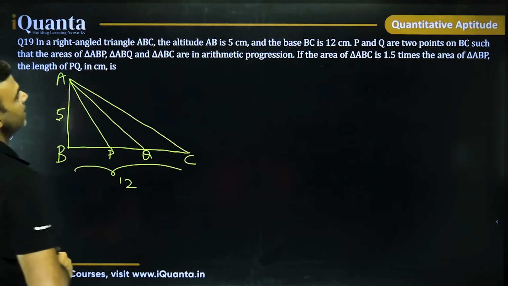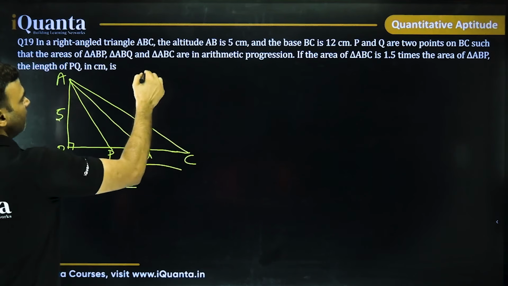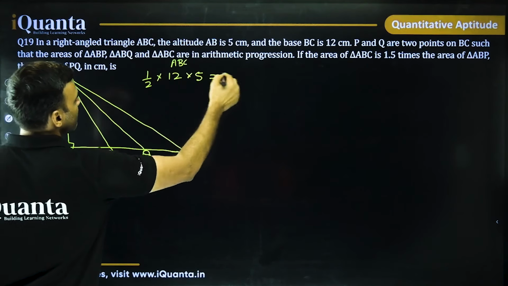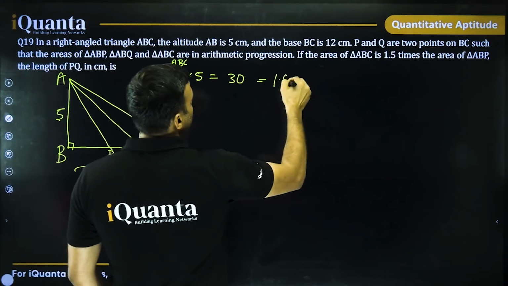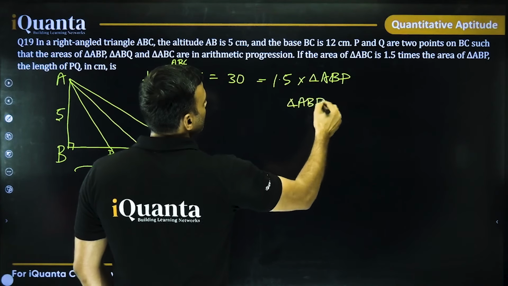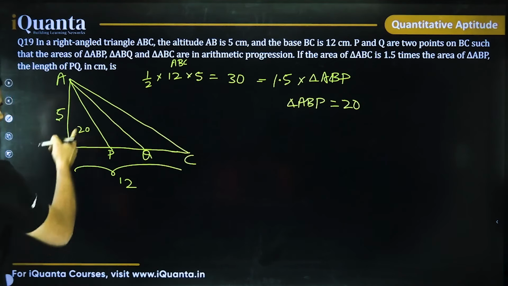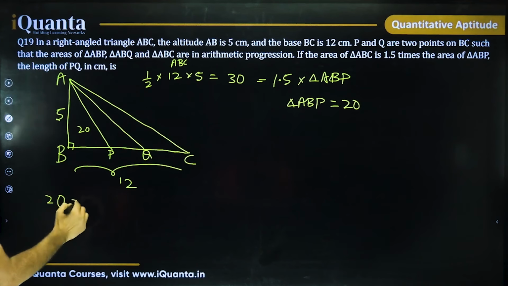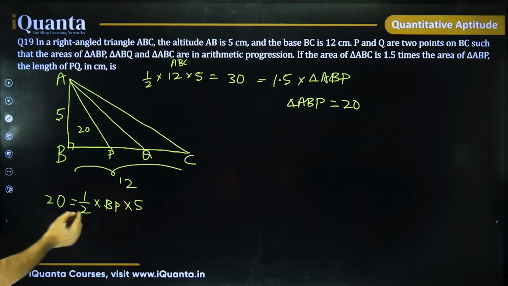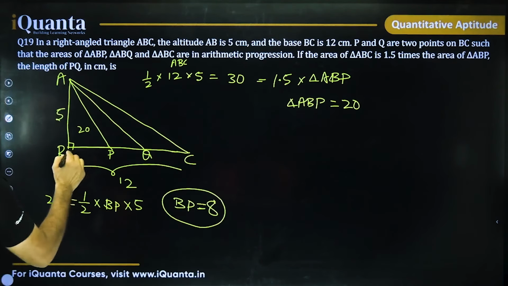Then there is another piece of information that says area of ABC is 1.5 times area of ABP. It's very easy to calculate area of ABC. That will be half into base into height. This is triangle ABC area, that is 60 by 2, which is 30. And this is 1.5 times area of triangle ABP. So we will get triangle ABP area as 30 divided by 1.5, that is 20. So this area is 20. And this 20 should be equal to half into base BP, into height 5. So 20 times 2 is 40, by 5, that is 8. So BP length is 8.